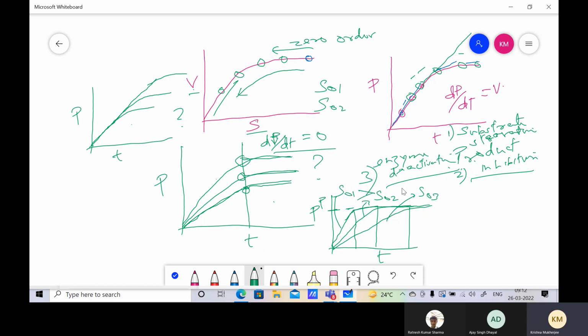This is greater than this is greater than this. Obviously, that's why initial rates are different. But at a certain P, they all tend to 0. So most probably, this is the kind of situation which is possible due to product inhibition. But here, they go to 0, not at different P values, but at the same time. So quite possible that enzyme deactivation is responsible.